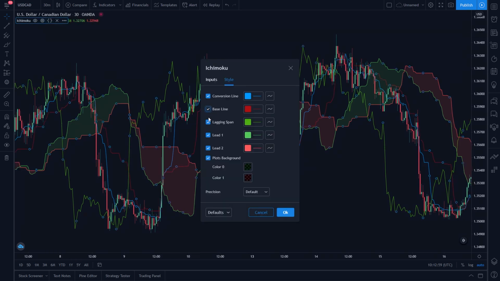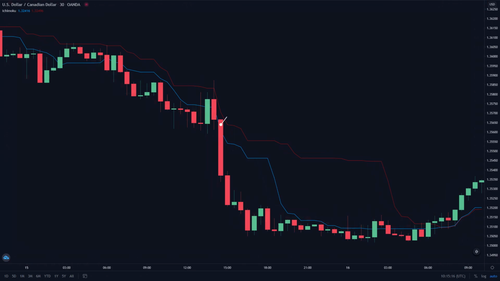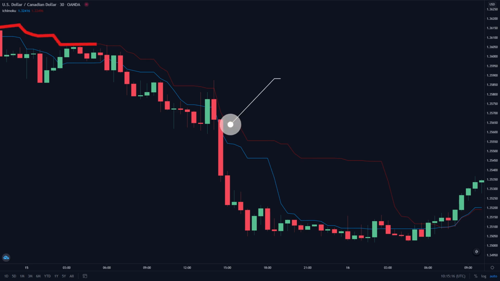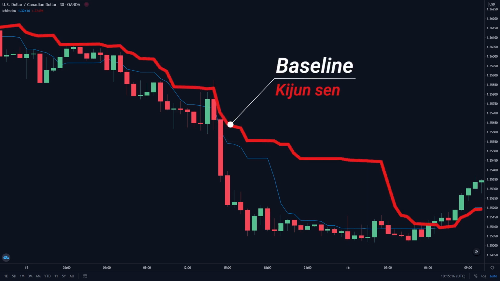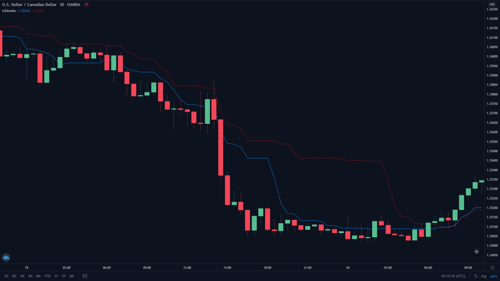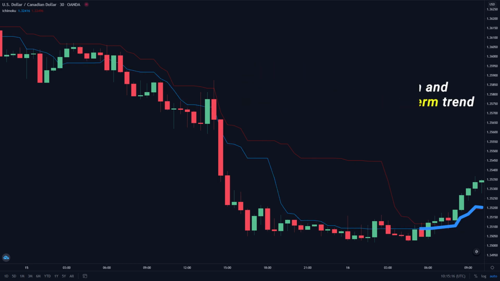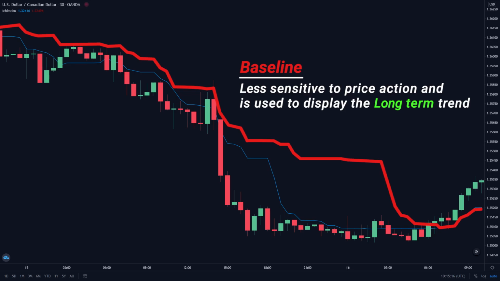To make it simple, I'm disabling all the parts except the conversion line, which is also known as the Tenkan-sen, and the baseline, which is also known as the Kijun-sen. These two lines act very similar to a moving average crossover. The blue line acts like a faster moving average. It is more sensitive to price action and is used to identify the short-term trend. And the red line acts like a slower moving average. It is less sensitive to price action and can be used to identify a longer-term trend direction.